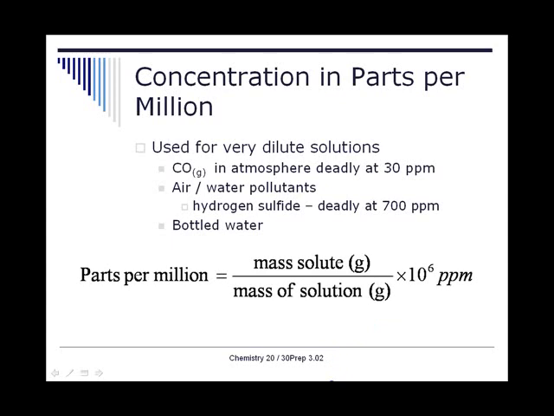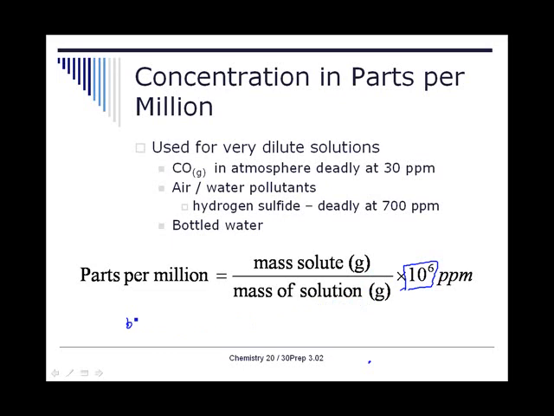And so for parts per million, it's equal to the mass of the solute divided by the mass of the solution. You'll end up getting a really small number. And so to get your parts per million, you're just going to multiply your answer by 10 to the 6th. And what this does is it tells you how many grams of solute are in a million grams of solution, or a million parts of solution. So it's actually counting gram per million grams.